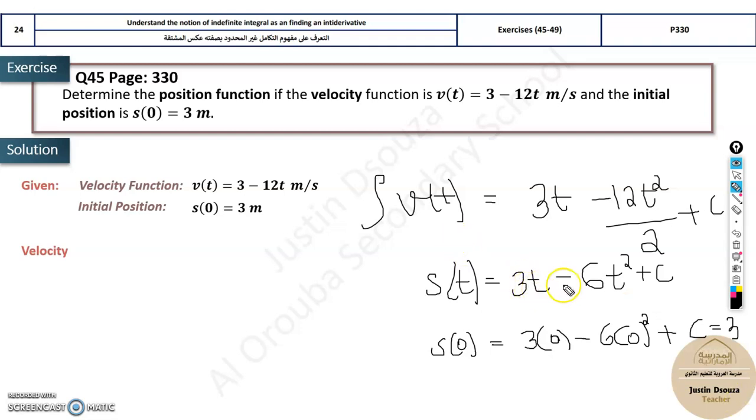So put 0 into the function wherever t is there, and solve for the constant. Since it's a polynomial function over here, whenever you put 0 for t, those terms will just become 0. So whatever value remains, that is c, is equal to 3. So the final answer is this, but instead of c you write 3.